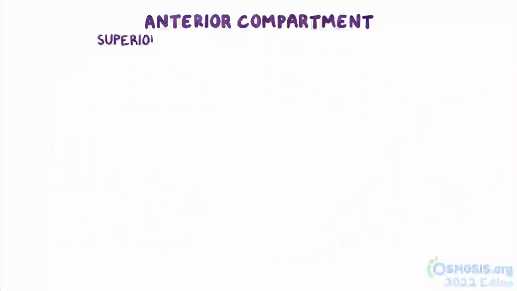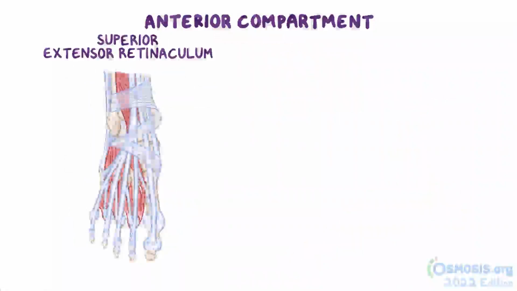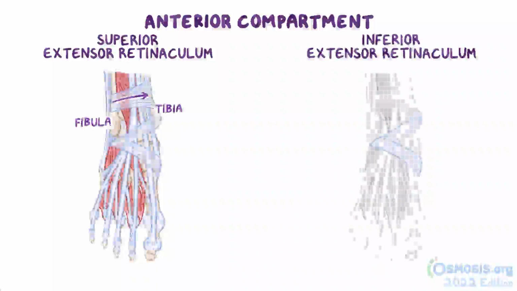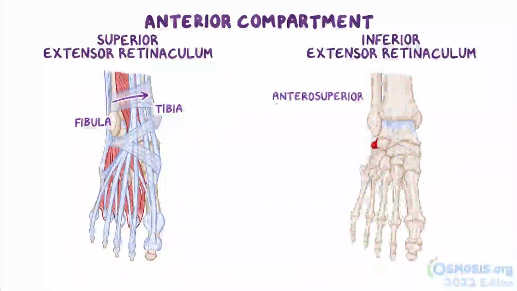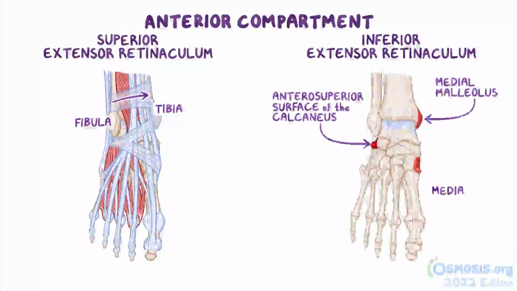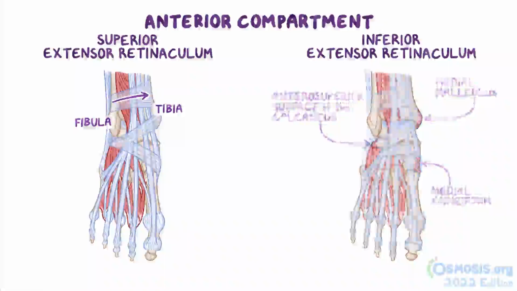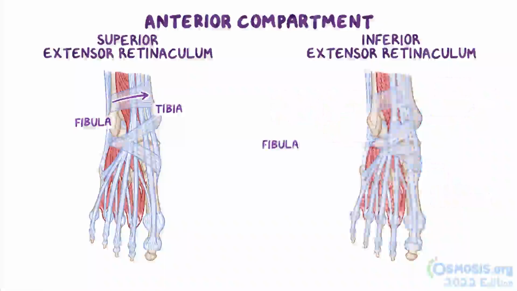First, there's the superior extensor retinoculum, which is a strong, broad band of deep fascia passing from the fibula to the tibia proximal to the malleoli. Second, there's the inferior extensor retinoculum, a Y-shaped band of deep fascia that attaches laterally to the anterosuperior surface of the calcaneus and medially to the medial malleolus and medial cuneiform. It forms a strong loop around the tendons of the fibularis tertius and the extensor digitorum longus muscles.